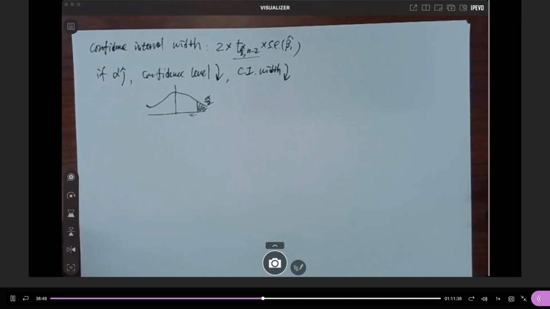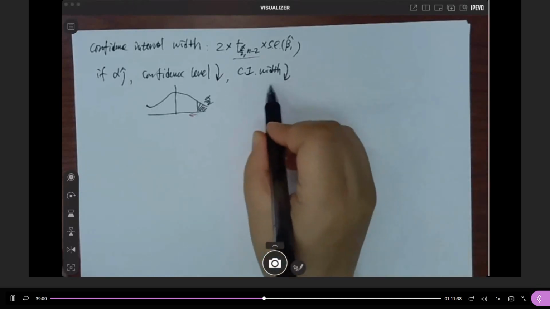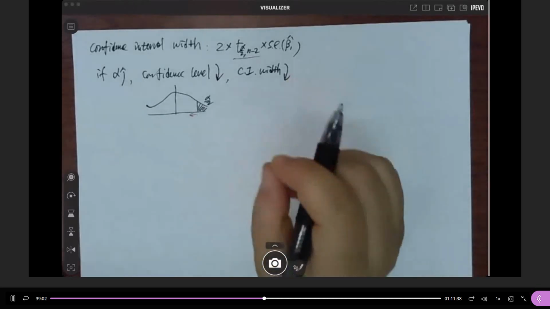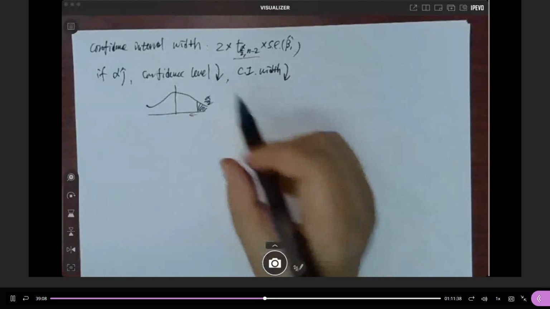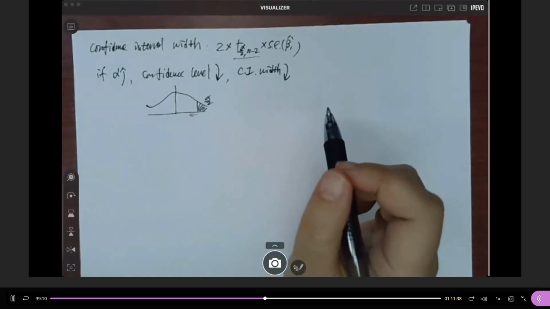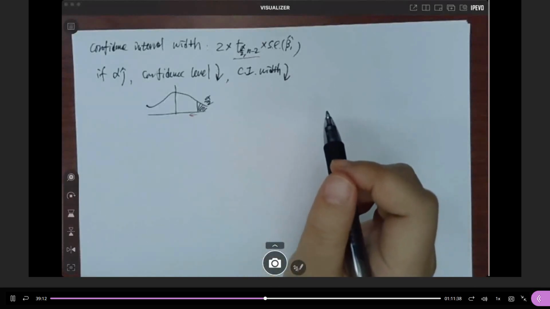Make sure we know what is the good thing and what is the bad thing. Alpha increase is not a good thing. You are less confident. Of course, with the same data, your confidence interval width becomes smaller. That basically means you are giving a smaller interval. It's more precise, but as the interval becomes more precise, you are less confident. With the same data, it's a trade-off.